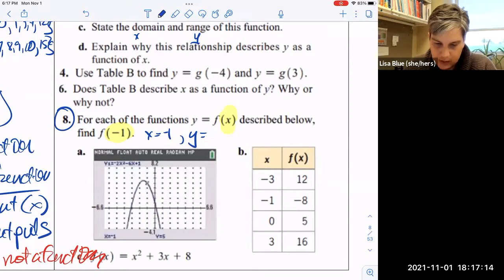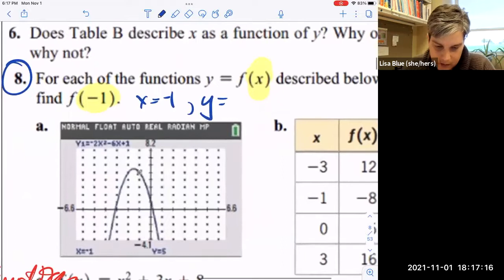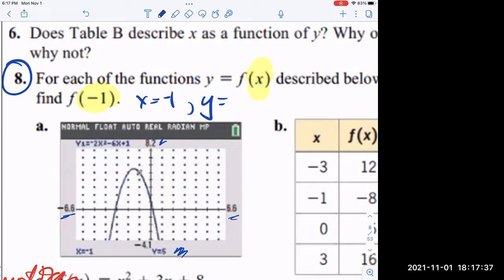I'm having trouble reading this because it's got like -6.6 to 5.6. Okay. And 8.2 to -4.1. All right. So if we're looking for x equals -1, that is not even on this graph. No, it's not. You're right. Not the way they got it.